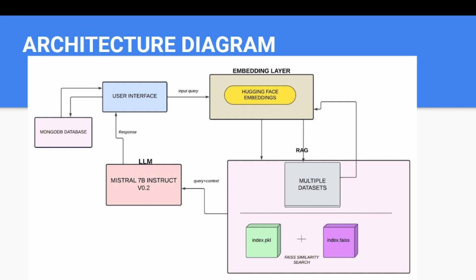So these vectors are stored in two files, the index.pkl file and the index.faiss file. The index.faiss file has the actual vectors, whereas the index.pkl file has the IDs to these vectors.